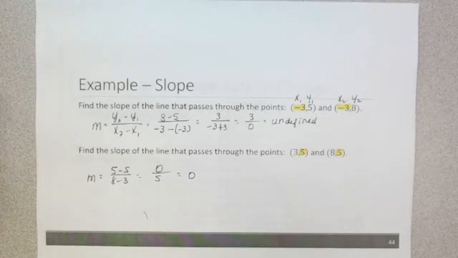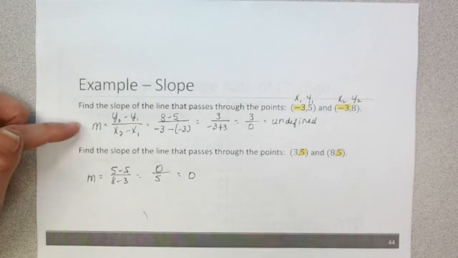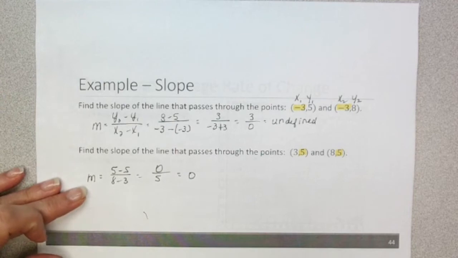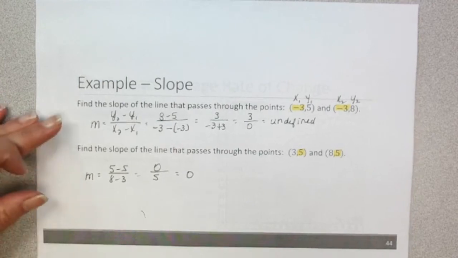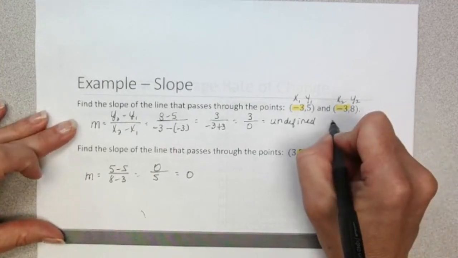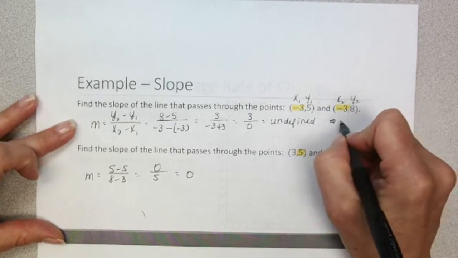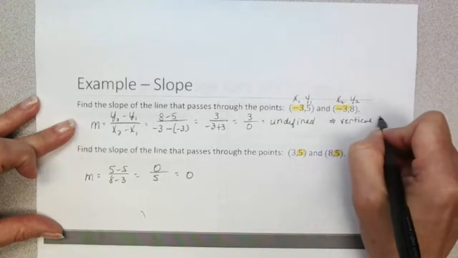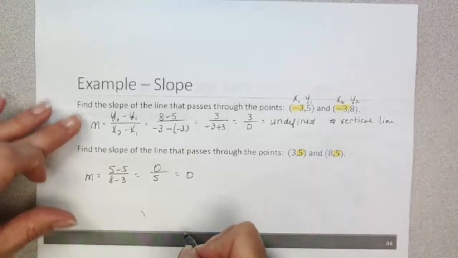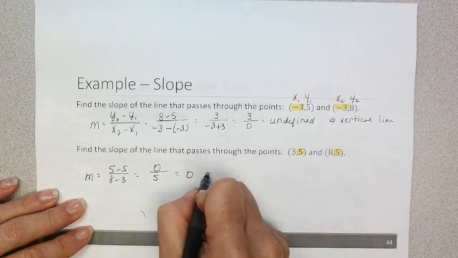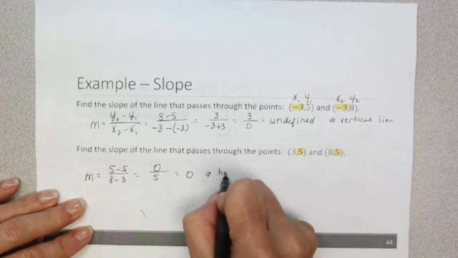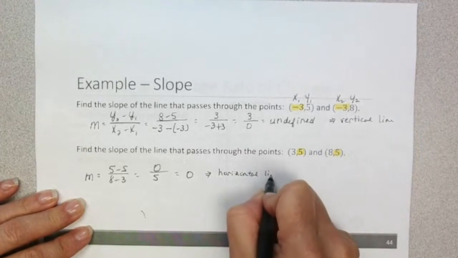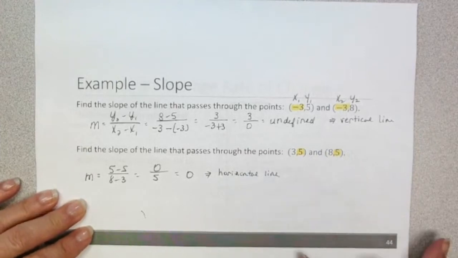So sometimes the slope is a number. Other times we're going to have an undefined slope. And then other times we might have a slope that's 0. When we have an undefined slope, I will show you shortly, when we graph it, it's going to be a vertical line. When we have a slope that's 0 and we graph it, it's going to be a horizontal line. More on that later.